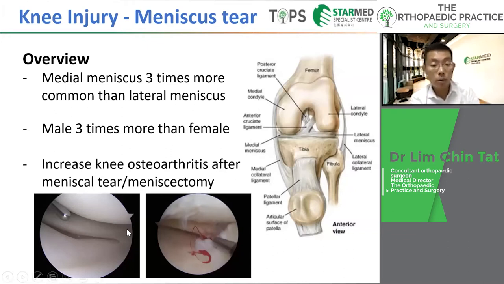So this is a scope picture of my patient. So this is a meniscus. This is a normal, nice, intact meniscus between the thigh bone and the calf bone. So imagine when you walk, this meniscus plays an important role as a cushion. They absorb quite a fair bit of the pressure when you walk or run. And this is a patient with a meniscus tear. Okay, it's bleeding as well.